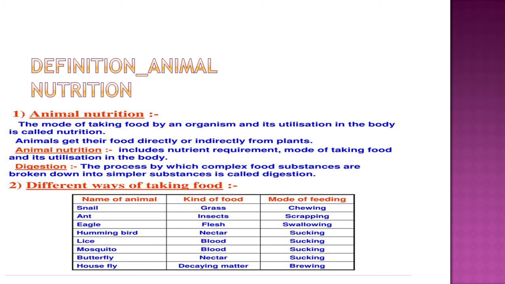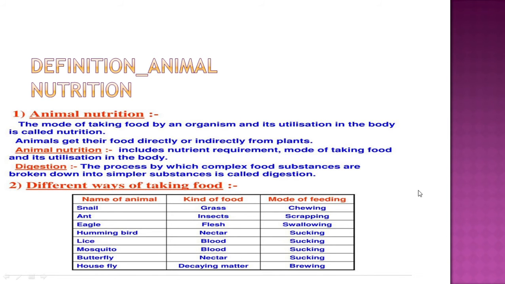Different ways of taking food. So here are many examples, and I will just read out the first three. Snail: the kind of food it eats is grasses, and the mode of feeding is chewing. Ant: it eats insects. The tooth scraping, because they scrape and eat. And eagle: the kind of food is flesh, and they swallow.